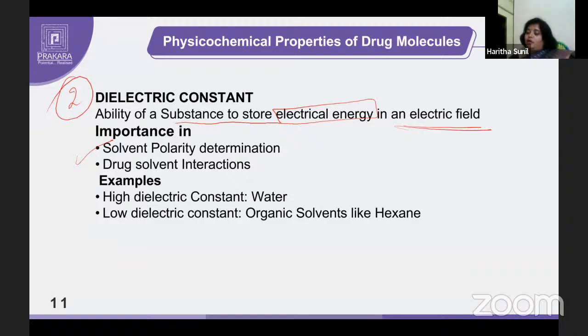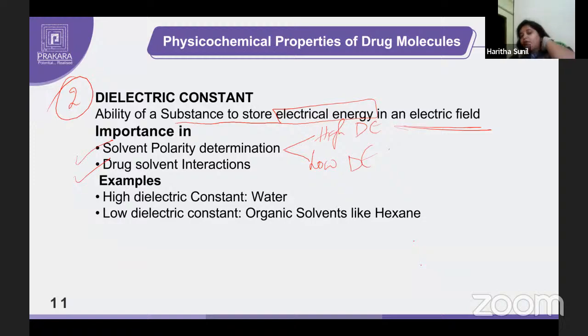And here, two categories will be there: high dielectric constant, and we will also be having low dielectric constant compounds. So the high dielectric constant always indicates the polar solvents, which are capable of dissolving both ionic as well as the polar compounds. The most common and favorite example here will be water. And the low dielectric constant indicates the non-polar solvents, which are suitable for dissolving the lipophilic as well as the hydrophobic compounds. And the most common example we have here is hexane, right? And also it is important in drug solvent interactions.